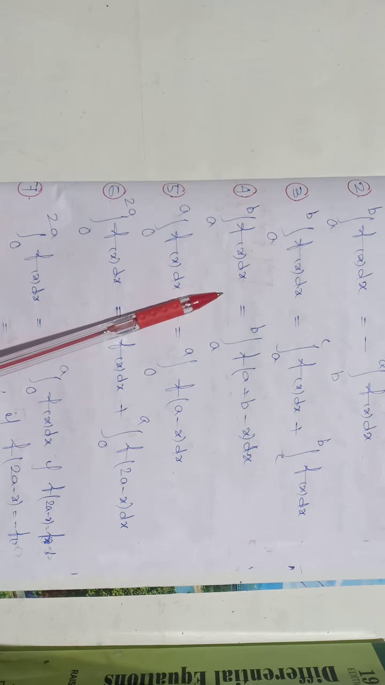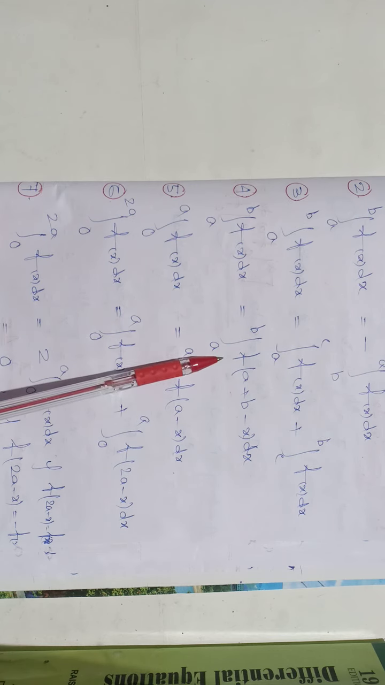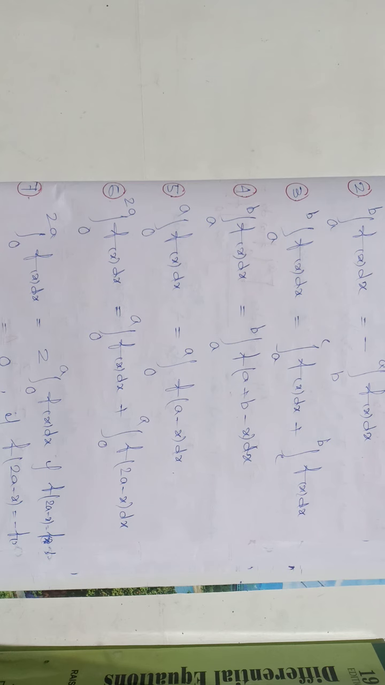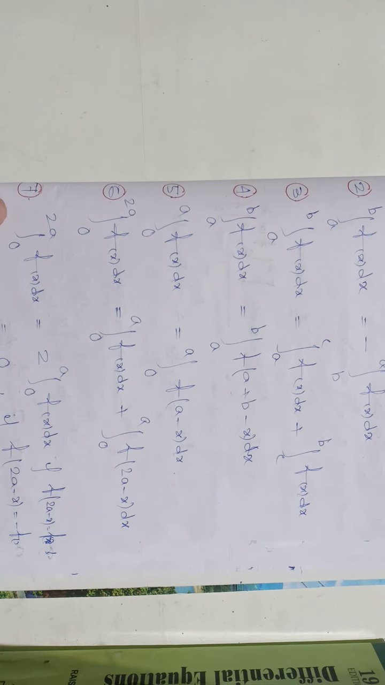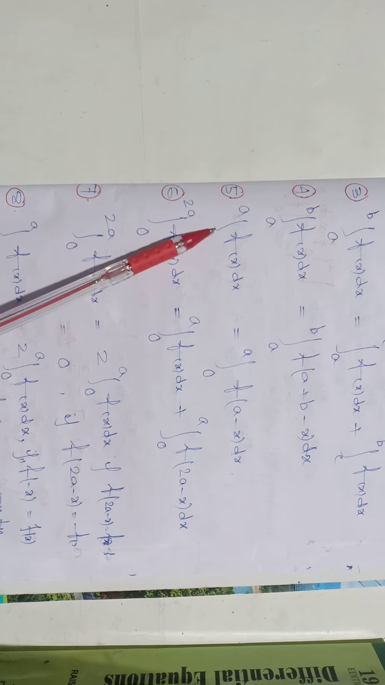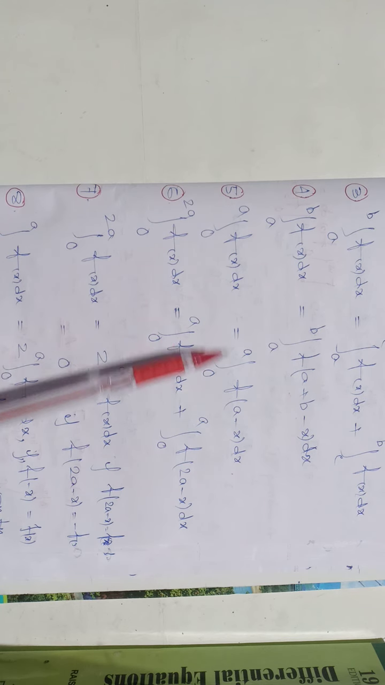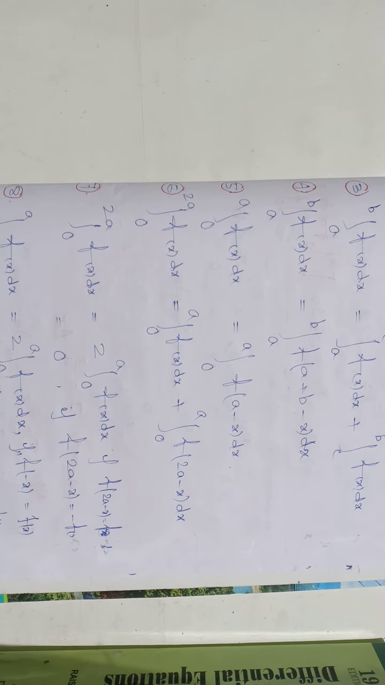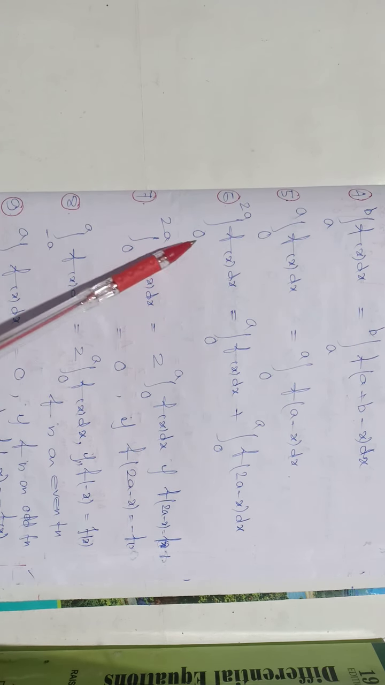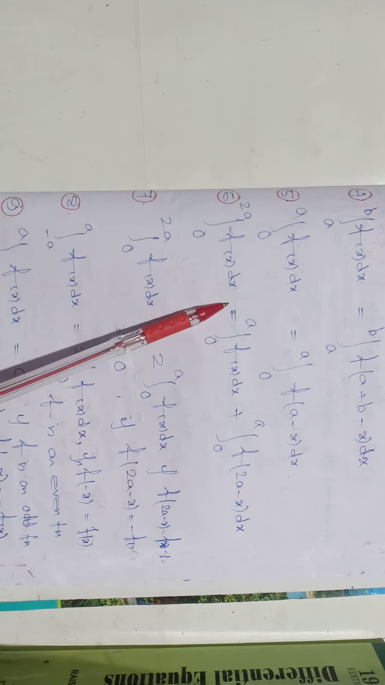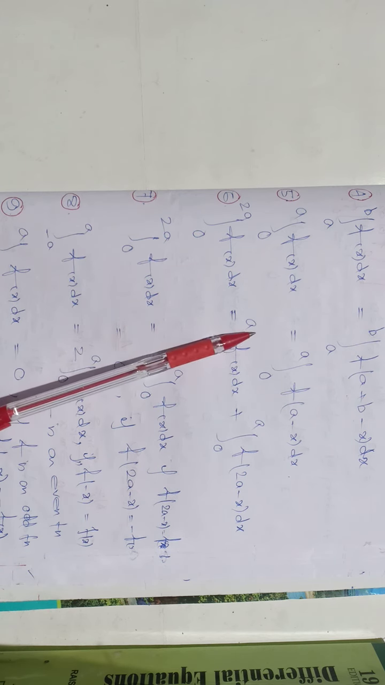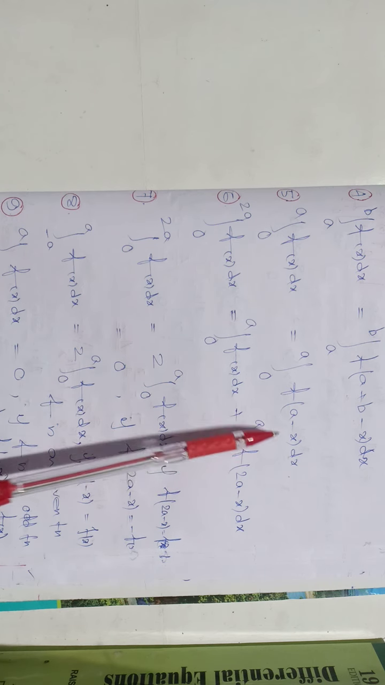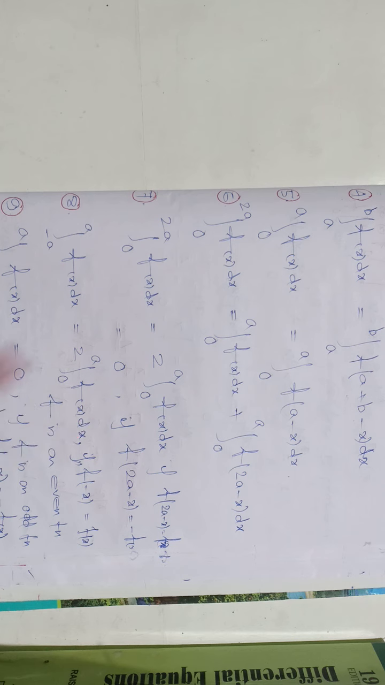Next one is a to b f(x) dx can be written as a to b f(a plus b minus x) dx. This also we can use. Next one is very important: 0 to a f(x) dx can be written as 0 to a f(a minus x) dx. Next one, 0 to 2a f(x) dx equal to 0 to a f(x) dx plus 0 to a f(2a minus x) dx.